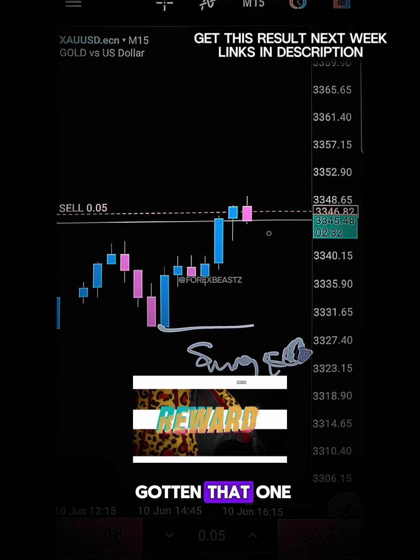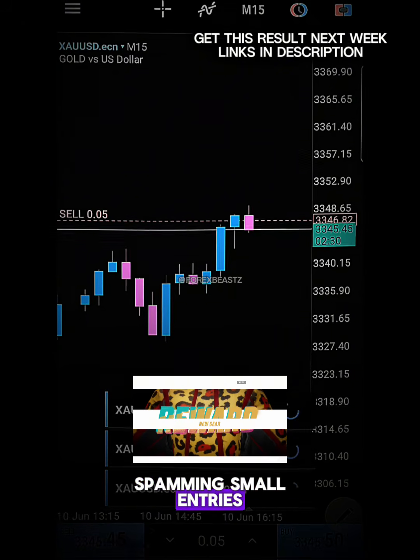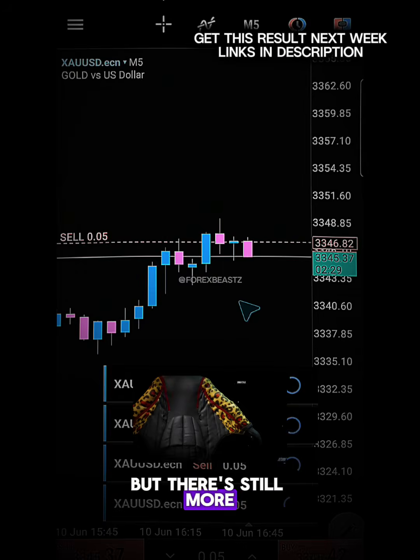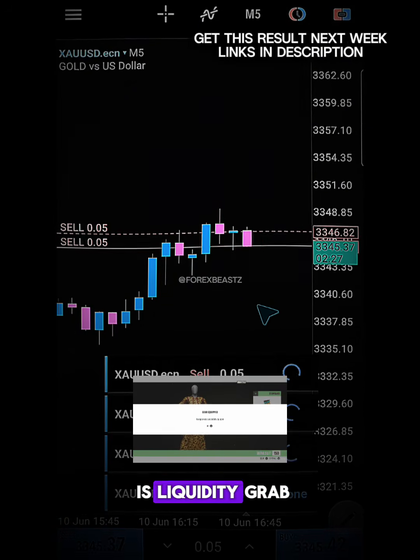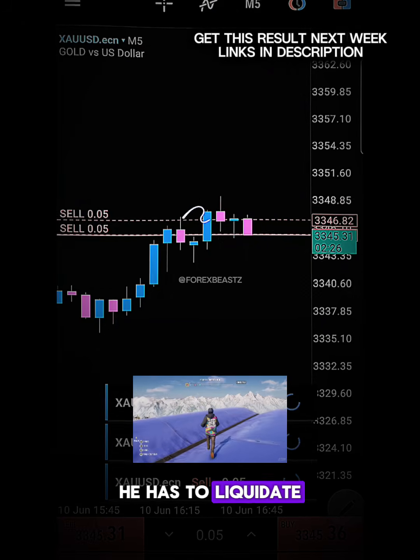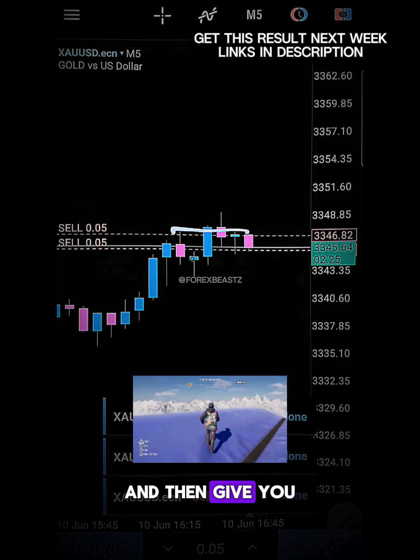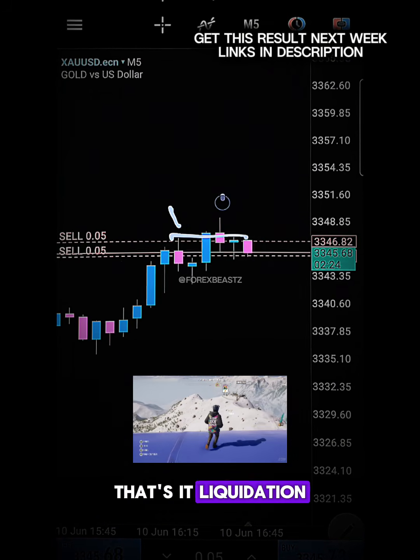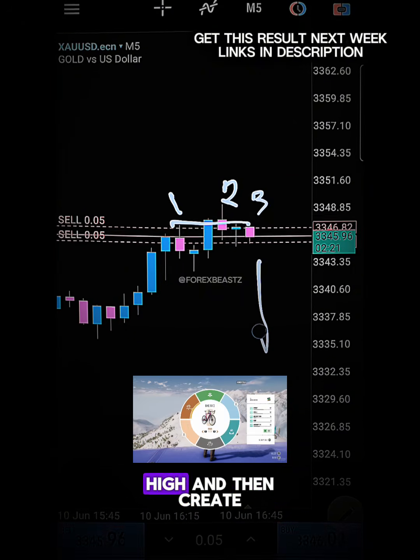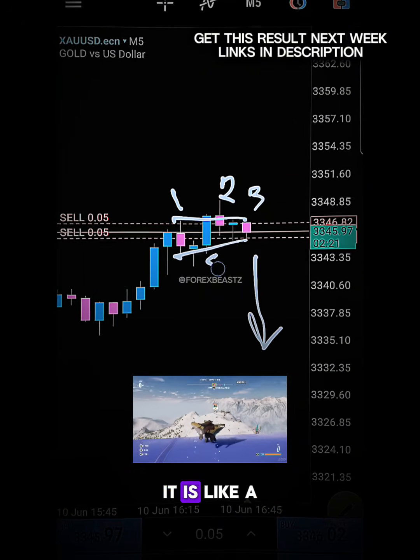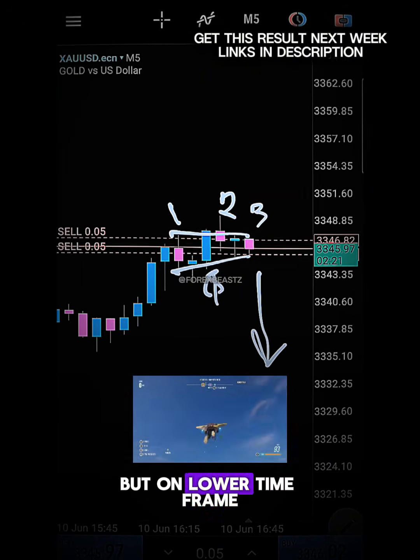That's the third thing on lower time frame. And when you have gotten down, you cannot think of spamming small entries, but there's still more, which is liquidity grab. It has to liquidate the high and then give you a reversal. That's it. Liquidation, and then create a high, and then create another low. It is like a head and shoulders pattern but on lower time frame.